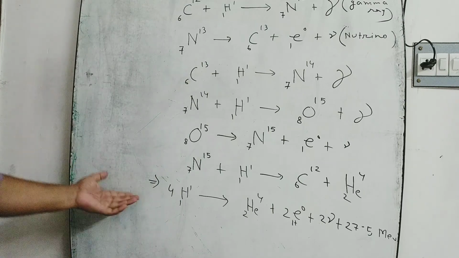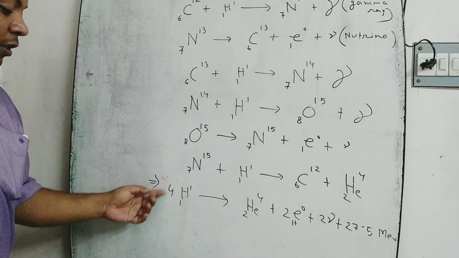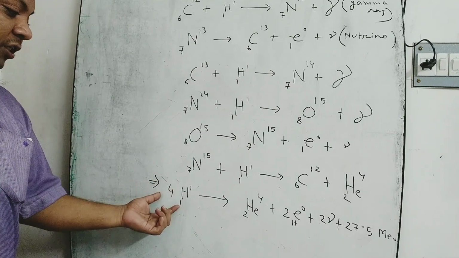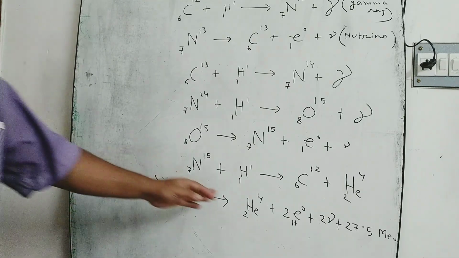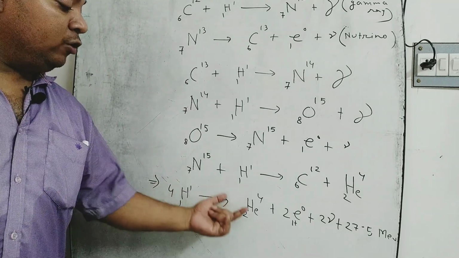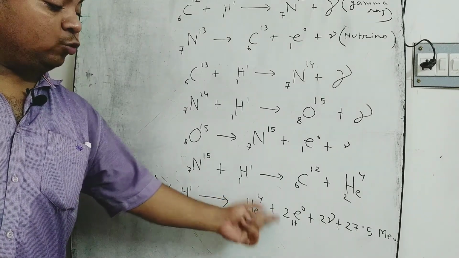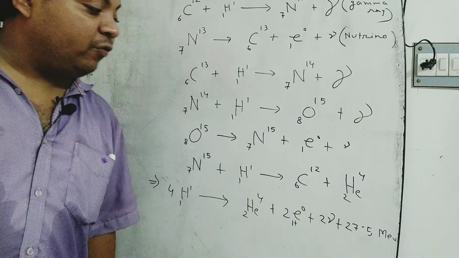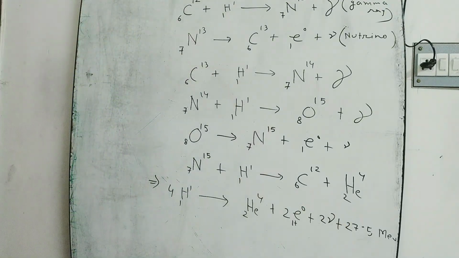Therefore, from this reaction, 4 protium react with each other and give us 1 nucleus of helium, 2 positrons, 2 neutrinos and 27.5 mega electron volt energy. Here the C-12 nucleus, or carbon nucleus, acts as a catalyst.